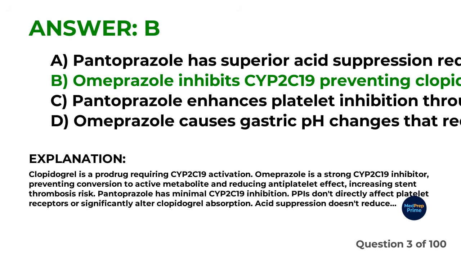Correct answer: B. Clopidogrel is a prodrug requiring CYP2C19 activation. Omeprazole is a strong CYP2C19 inhibitor, preventing conversion to the active metabolite and reducing antiplatelet effect, increasing stent thrombosis risk. Pantoprazole has minimal CYP2C19 inhibition. PPIs don't directly affect platelet receptors or significantly alter clopidogrel absorption. Acid suppression doesn't reduce cardiovascular inflammation.